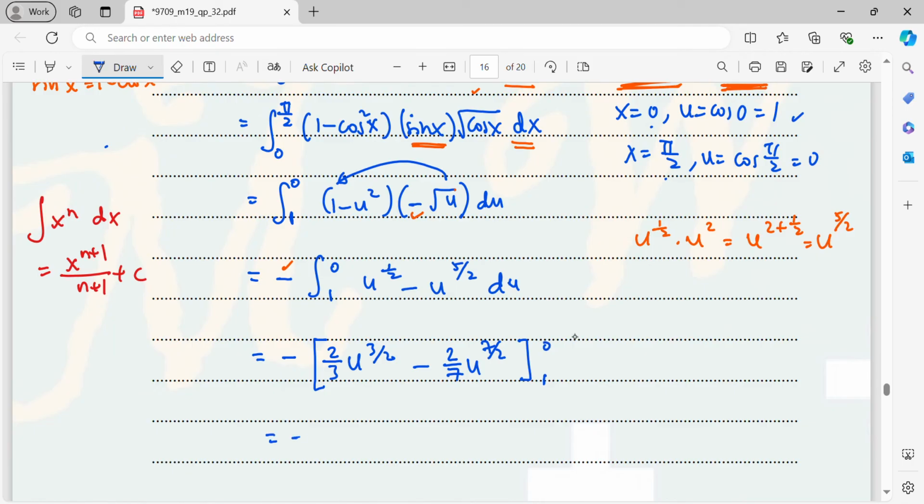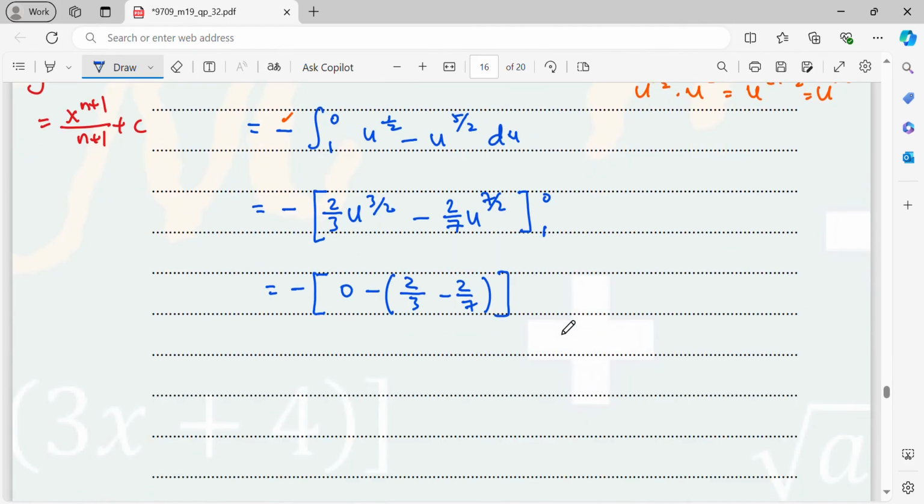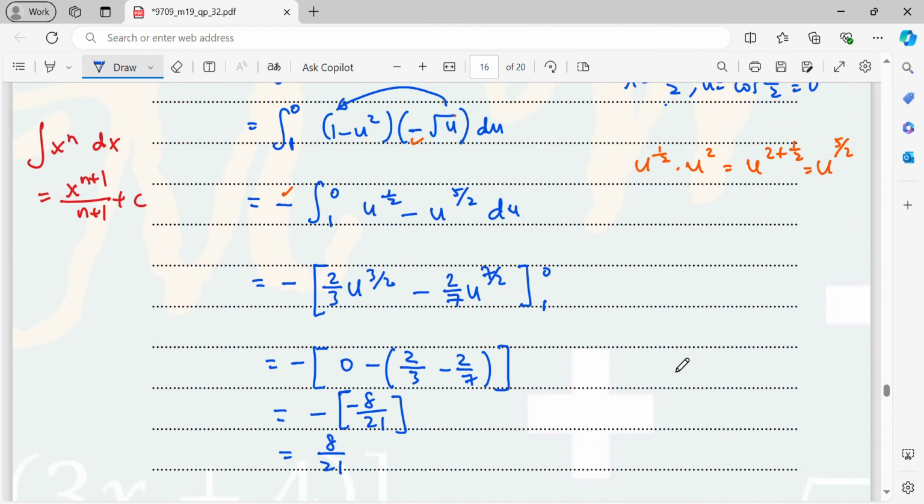And now here you just replace the u by 0 first. So everything is 0. Minus, when the u is replaced by 1, you will get 2 over 3 minus 2 over 7. Then from here, you will be getting negative of 8 over 21, the negative. Therefore, at last, 8 over 21. This is your exact area.